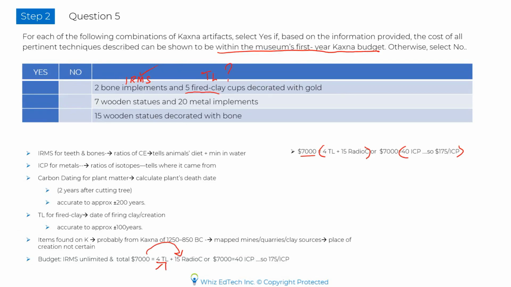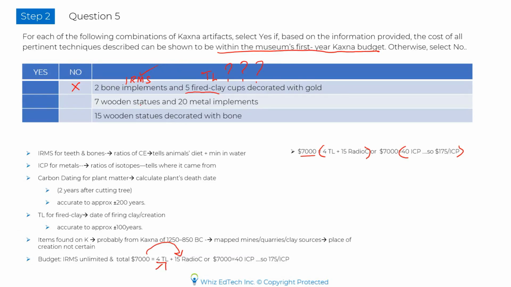So we cannot say for sure that we can accommodate 5 TL tests. What if one TL test is, let's say, $2,000 or $1,500 or whatever? We don't know the exact cost. We know the maximum that 4 TL tests can cost is 7,000. So how much 5 TL tests will exactly cost cannot be determined. So this will be a no. You see, I'm not going back to any of the sources. Now let's go to the next one.